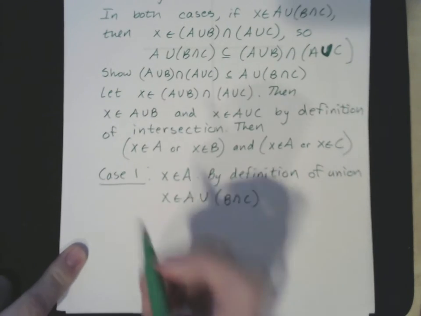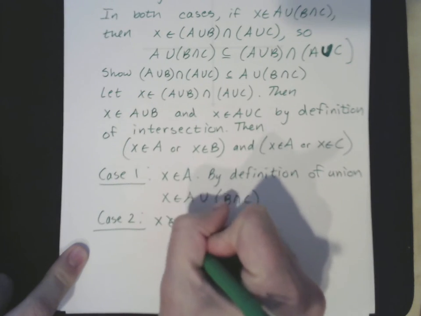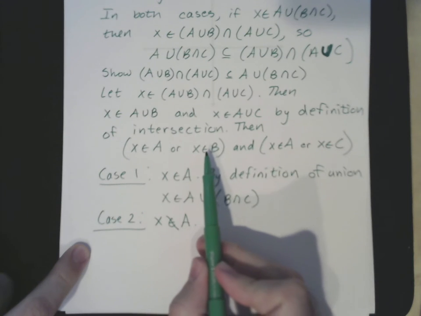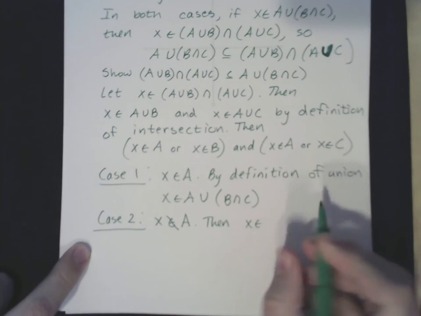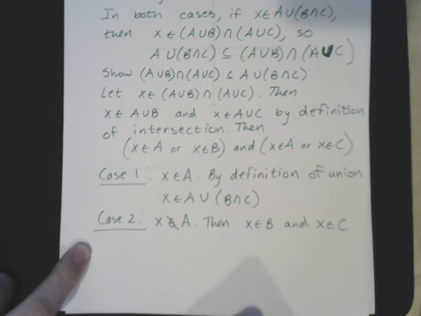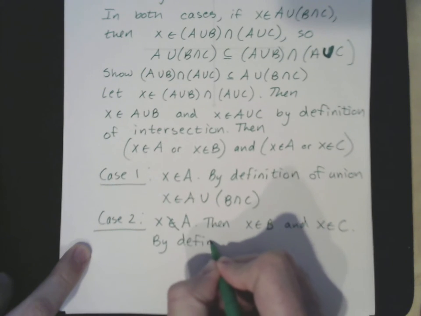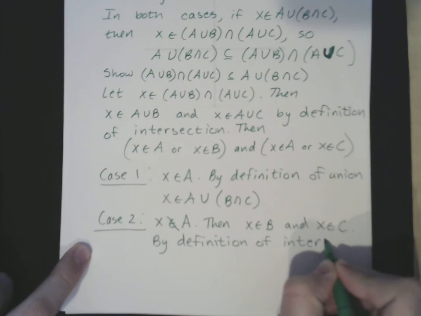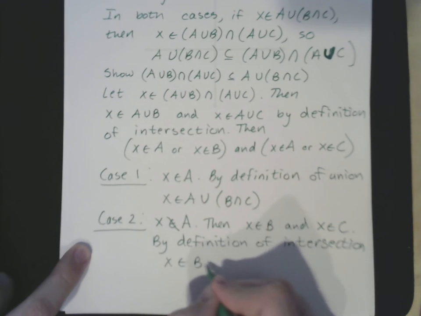Easy peasy. Case 2, X is not in A. Well, if X is not in A, then X is in B and X is in C. So by definition of intersection, X is in B intersect C.